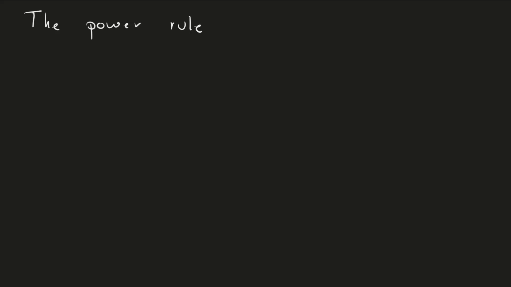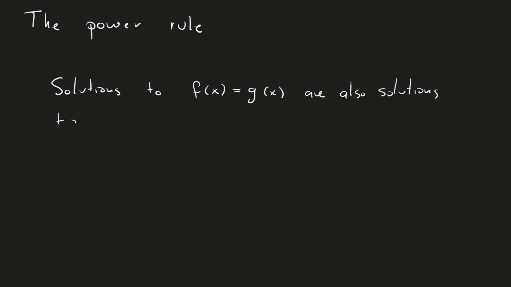The basic idea here is this thing called the power rule. You notice that when I have the square root, I squared both sides. The power rule says solutions to an equation f of x is equal to g of x are also solutions to f of x to some power n is equal to g of x to some power n. So what's that saying? If you get a solution for some equation f of x is equal to g of x, if you take the nth power of both sides, it's still a solution.